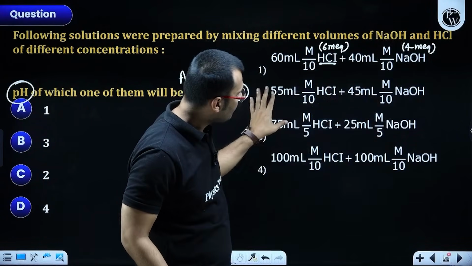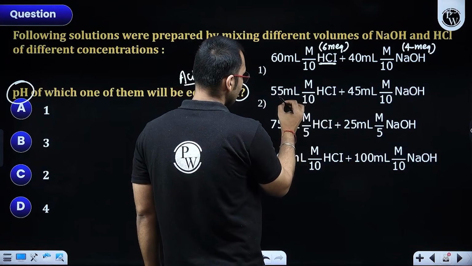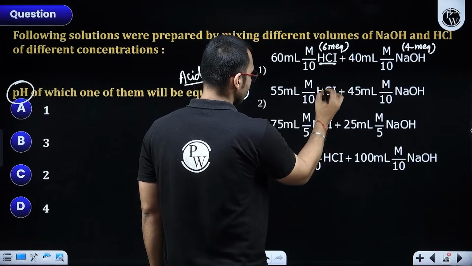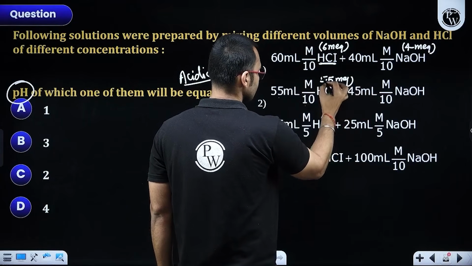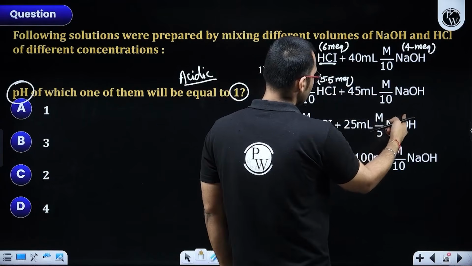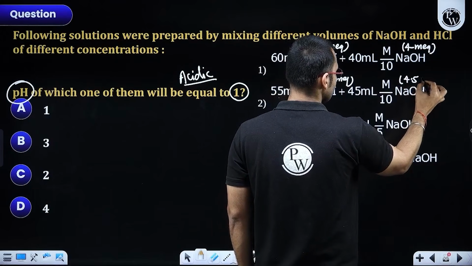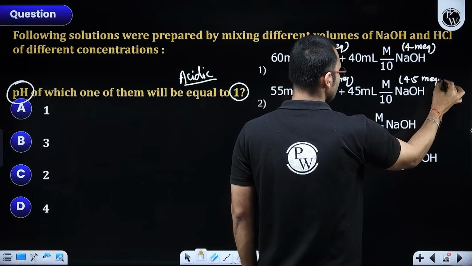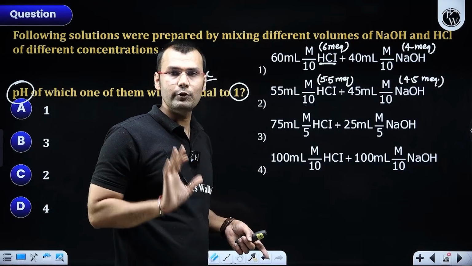Now calculate equivalent in each case first. In the second case, 1 by 10 molarity into 55 into n factor 1. So it will be 5.5 milli equivalent. And here 45 into 1 by 10 into 1, it will be 4.5 milli equivalent. So in this case also, acid is more. So in this case also, the final solution will be acidic.